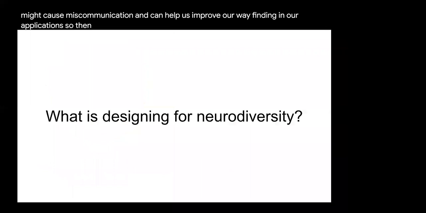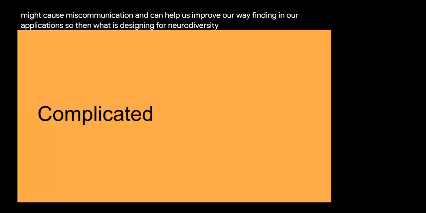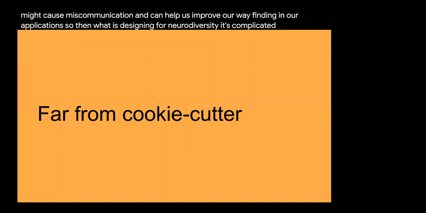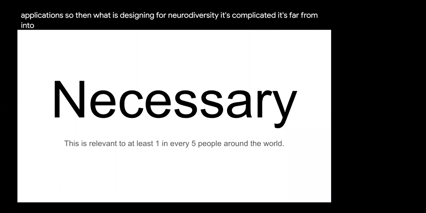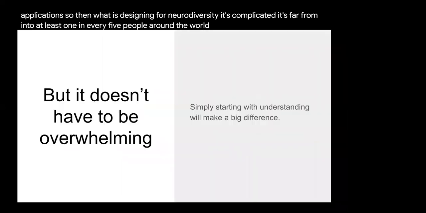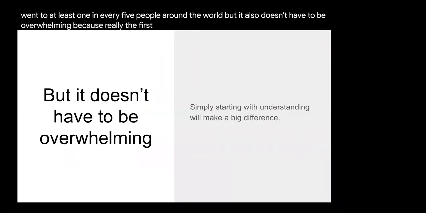So then what is designing for neurodiversity? It's complicated. It's far from cookie cutter, and necessary. This is relevant to at least 1 in every 5 people around the world. But it also doesn't have to be overwhelming, because really the first step is understanding and also destigmatizing.